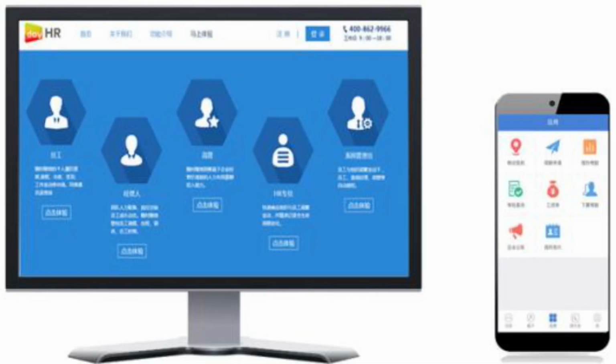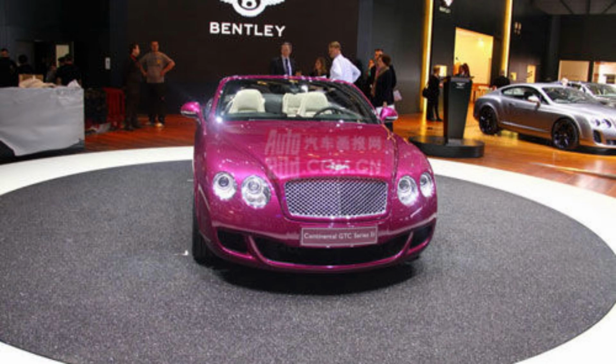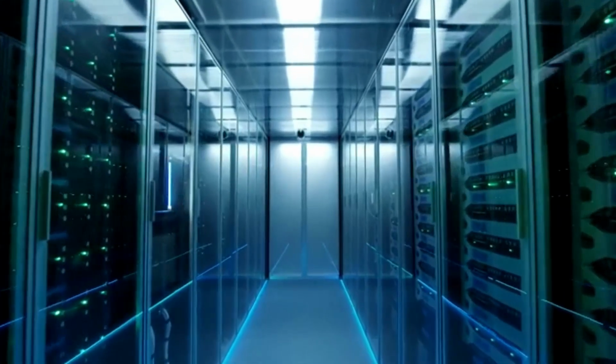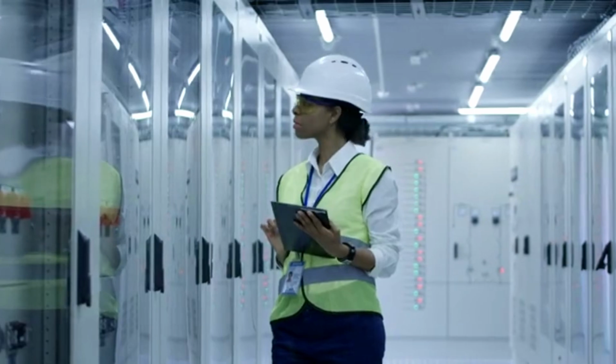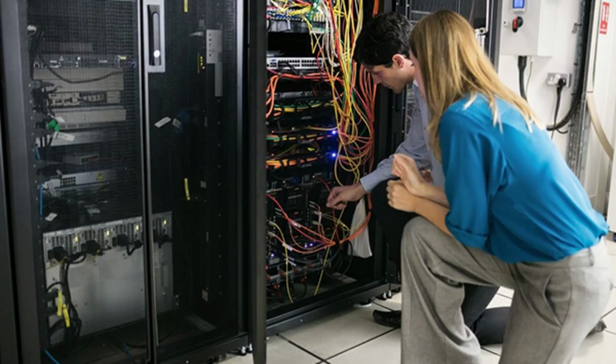Drawbacks. Costly: dedicated servers come at a higher price due to exclusivity. Technical expertise required: managing a dedicated server requires a higher level of technical knowledge. Maintenance responsibility: while some providers offer managed solutions, often the responsibility of server maintenance falls on the website owner.